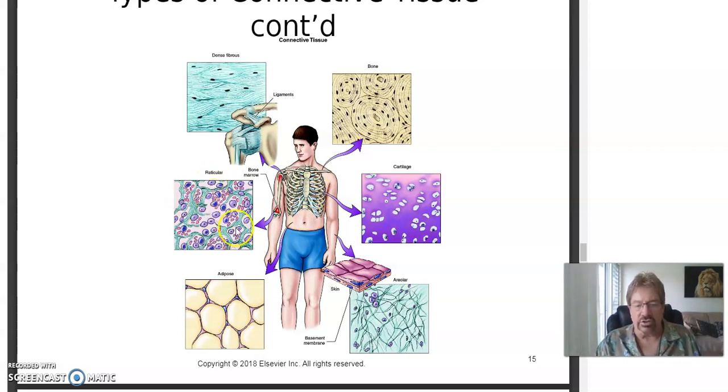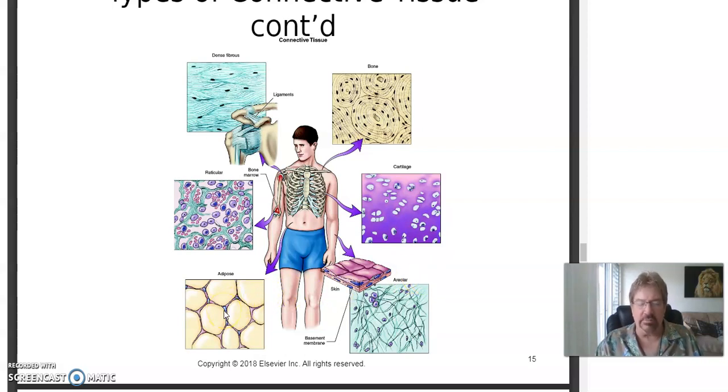Reticular tissue, shown here around the joints. Adipose tissue, fat cells around here. And areolar or loose tissue, shown making up the basement membrane of the skin. The skin is epithelial tissue, but the basement membrane has areolar tissue or loose connective tissue.